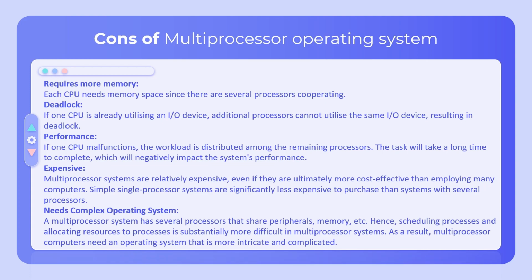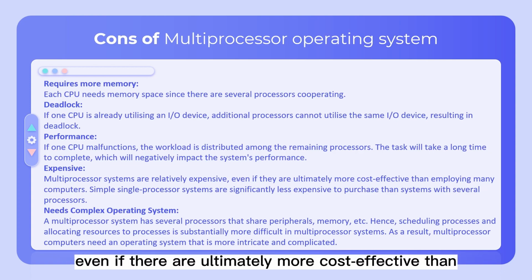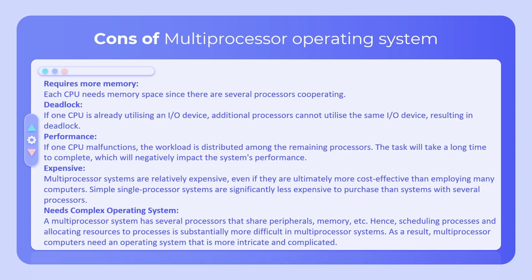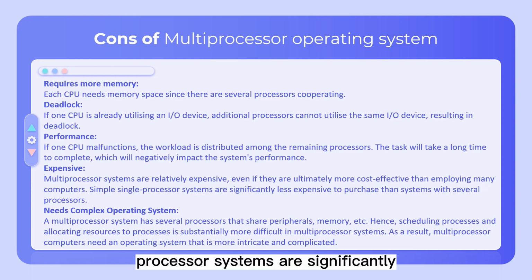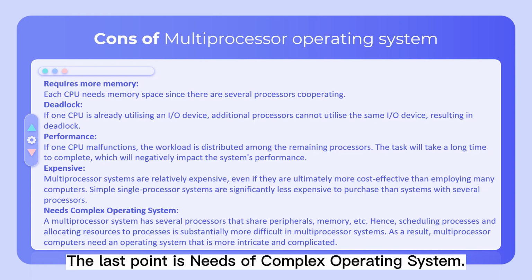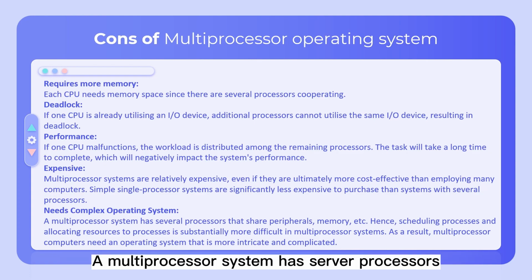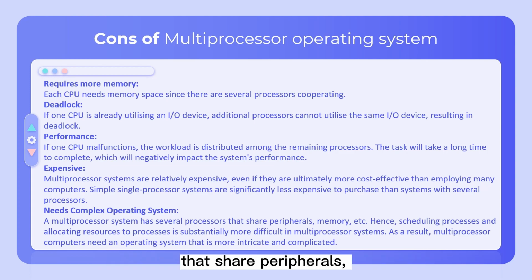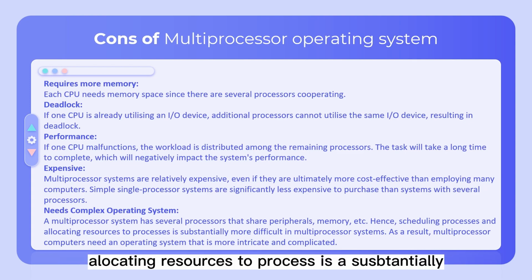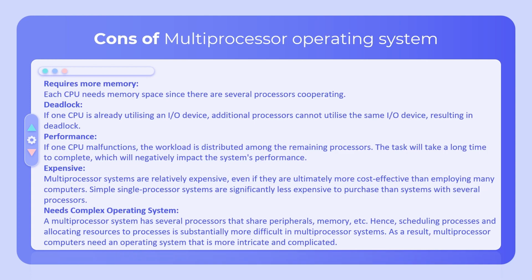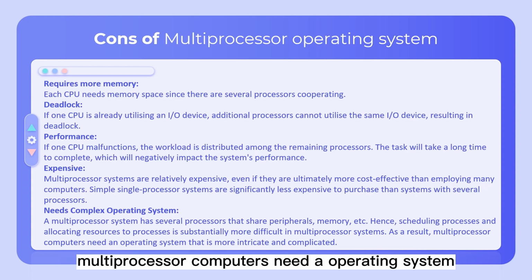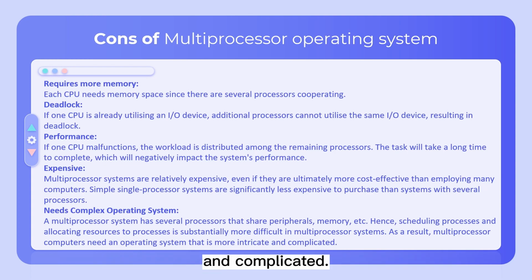It's expensive. Multi-processor systems are relatively expensive, even if they are more cost-effective than employing many computers. Single processor systems are significantly less expensive to purchase than a system with multiple processors. The last point is that it needs a complex operating system. A multi-processor system has multiple processors that share the peripherals and memory, hence scheduling the processors and allocating the resources to processing is significantly more difficult. As a result, multi-processor computers need an operating system that is more intricate and complicated.